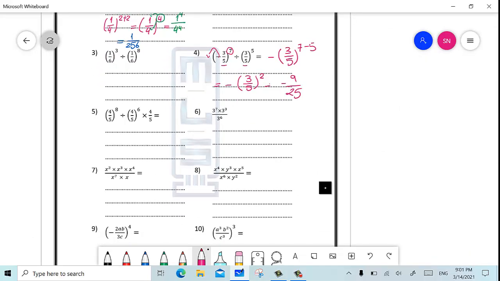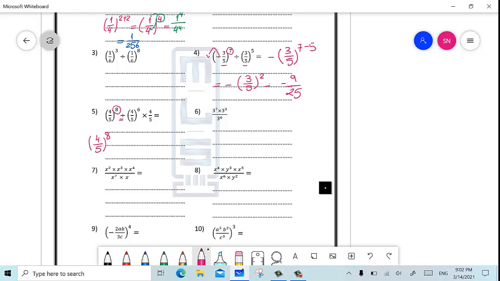(4/5)^8 divided by (4/5)^6 times 4/5. By looking here, we have the same base in the 3 of them. So I will have the base as 4/5. What about the power? I have here 8.